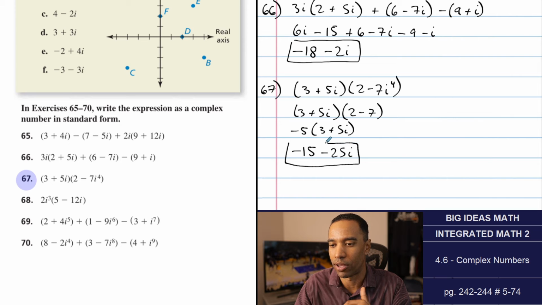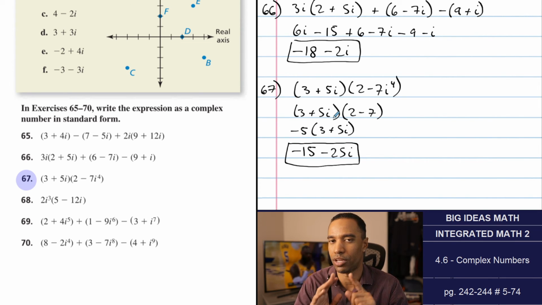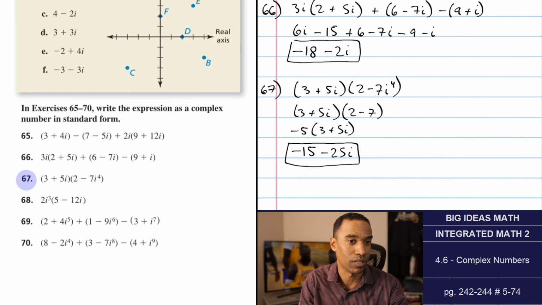You could also FOIL it, but then you have to simplify more things with it. So simplifying earlier first will prevail, I believe. I'm going to just work off of that. Hopefully you're okay with that.